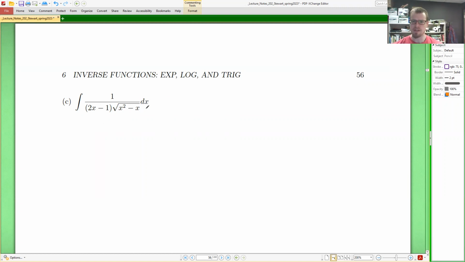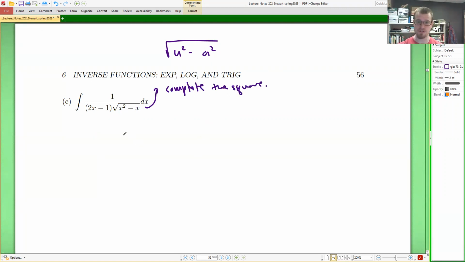If I want to do that, what I want to have in the denominator is u squared minus a squared. And I don't have that right now. I have x squared minus x. That doesn't work at all because a needs to be a constant. So I need to think back to my pre-calculus knowledge, and I have to use the method of completing the square. So I need to complete the square.